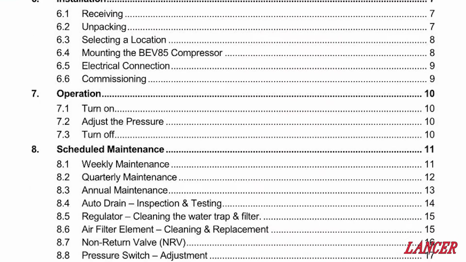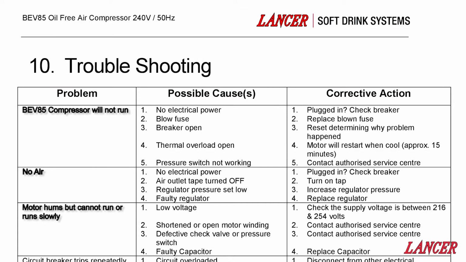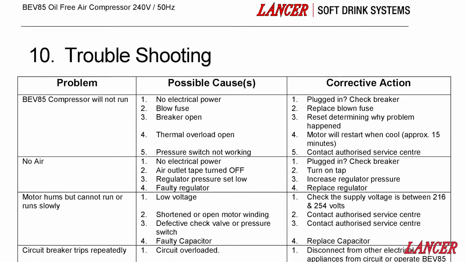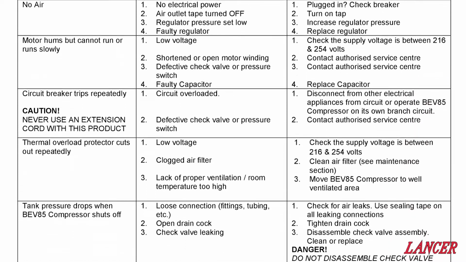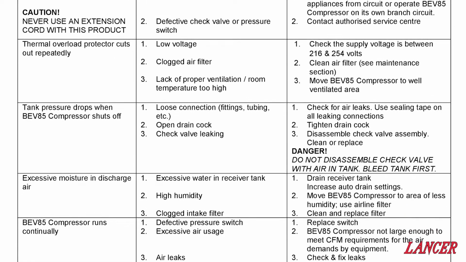The manual has lots of useful information on troubleshooting and understanding 5 key components and exploded diagrams. The troubleshooting table will take you to 10 problems, possible causes, corrective actions. Take time to review these. From the compressor not running, no air supply, motors humming, tripping supplies, motors cutting out, leaks, moisture in discharge air, compressors running continually, vibrations and low air output.